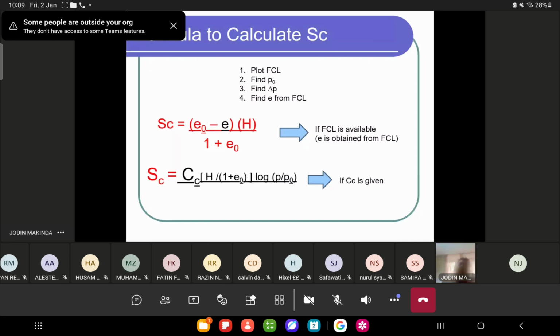So remember these two formulas. Formula number 1 and number 2 will not be given in the exam. So please memorize and understand that. Clear? Clear. Okay.